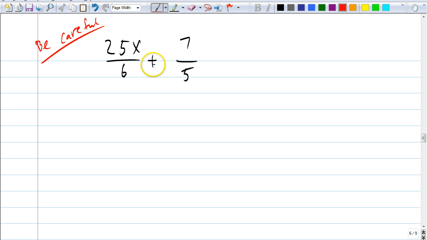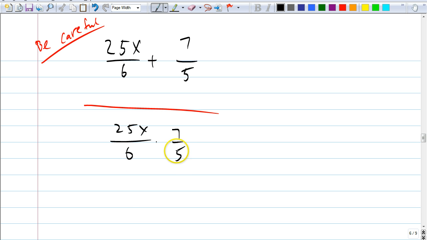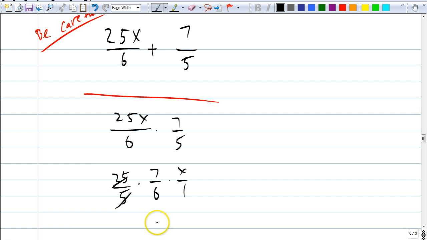When you have this as a multiplication, then you could cross cancel. In other words, if I have 25x over 6 times 7 over 5, then yes, you could rewrite this as 25 over 5 times 7 over 6 times x over 1, and then you could cancel those out. But can I do 5 and 25 here?